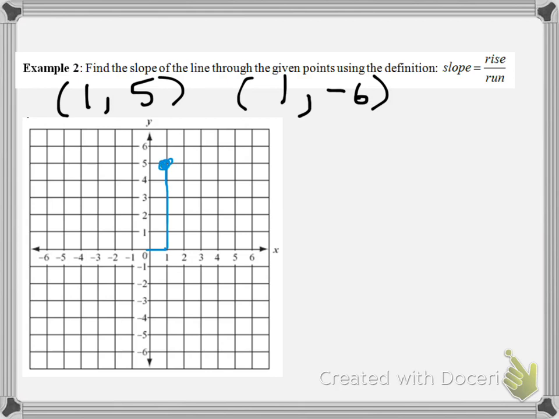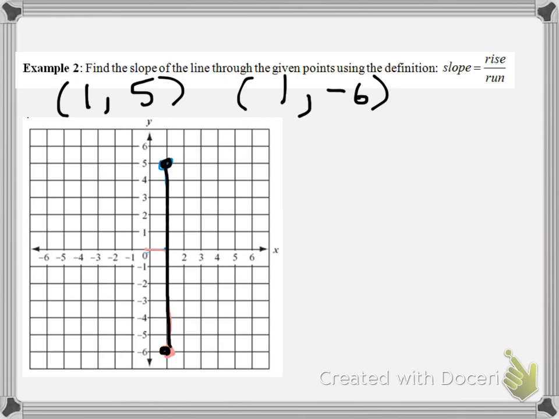So again, start at the origin, go over 1, then go down 6. So my point's going to be here. Now connect your points to make that line. This is the point we have. So they actually defined the rate of change here.